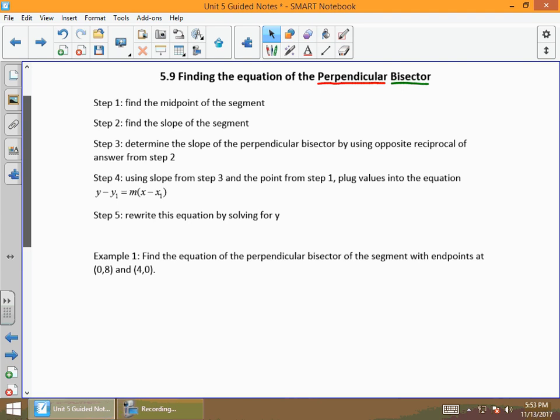Then in step 4, I'll use the slope from step 3 and the point that I found in step 1, and plug the values into the equation y minus y1 equals m times x minus x1. And then I will solve that equation for y. I'll rewrite it solving for y. So, the best way to take a look at this is just look at a couple of examples with me and then work on a bunch of examples on your own.